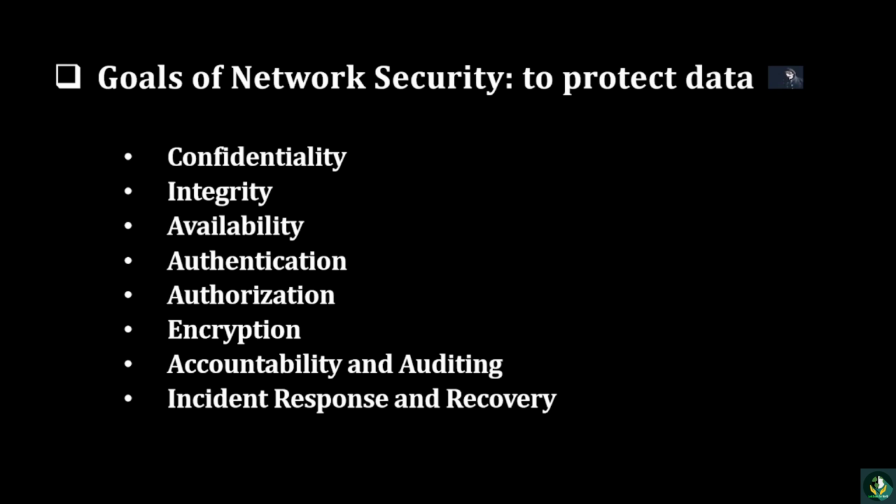And then the term is encryption. So encryption is like locking things up, protecting information by turning it into a secret code that only the right people can unlock. Okay, then we have accountability and auditing. It's like keeping an eye on things, keeping track of who comes and goes and what they do for security checks. Okay, and lastly we have incident response and recovery. So it is like having emergency plans. We're always ready to respond quickly if something bad happens and have a plan to recover and fix things.